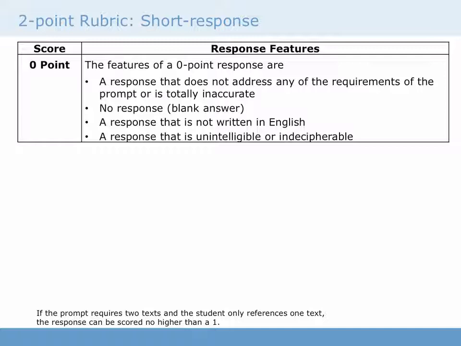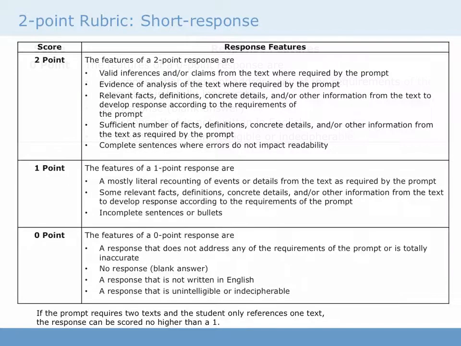Notice that if the prompt requires 2 texts and the student only references 1 text, the response can be scored no higher than a 1. To summarize, responses at each score point will look like this. At a score point 2, responses will have an inference and the required supporting details.